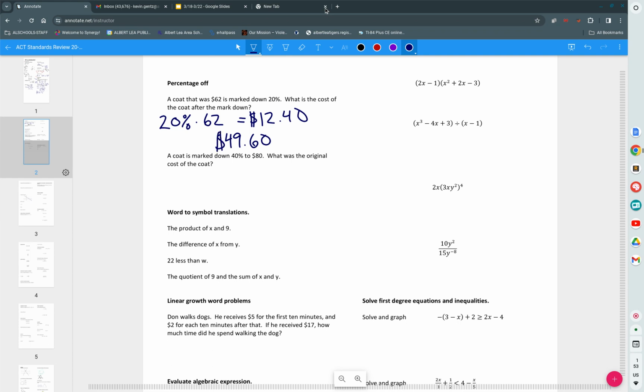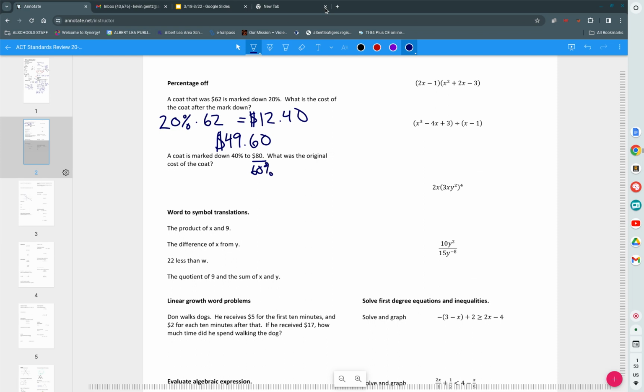The next one's a little bit more challenging. It says a coat is marked down 40% and ends up at 80 bucks. What was the original cost of the coat? The key to this type of problem, I'm going to show you how to set it up in an algebraic way, is to recognize it's marked down 40%. So $80 is actually what percent of the original value? This is 60% of the original value, isn't it?